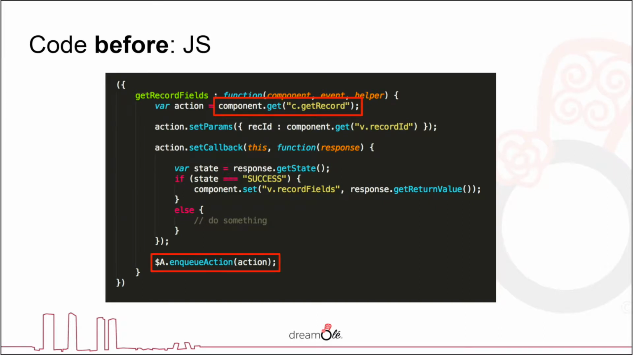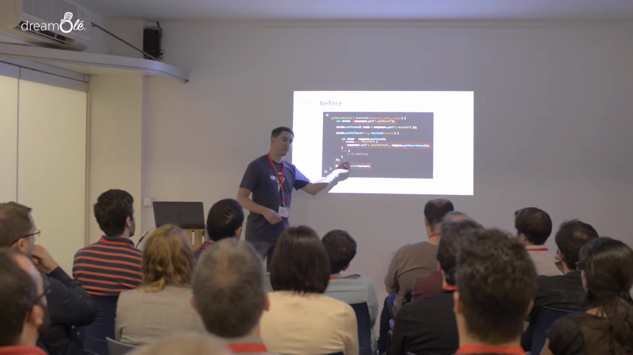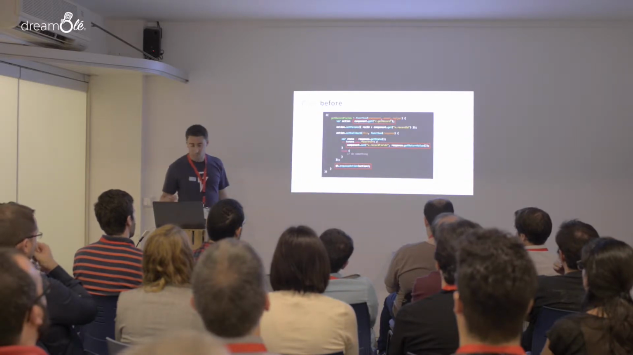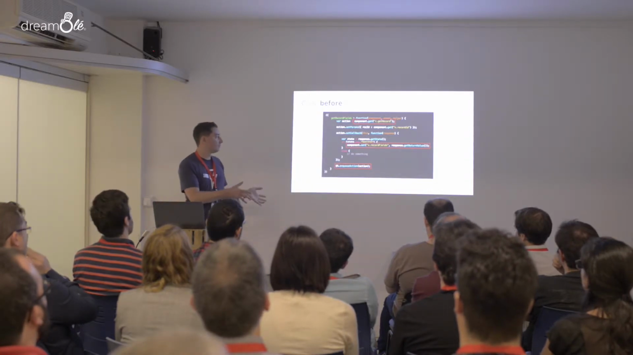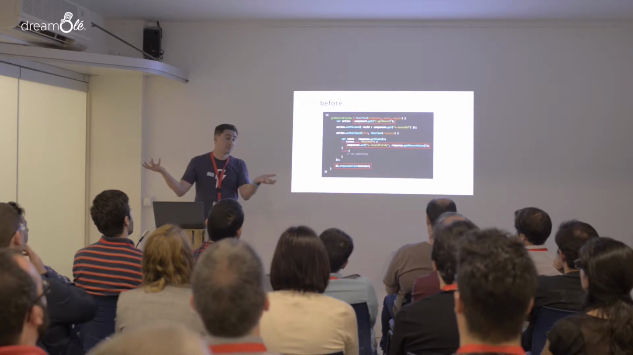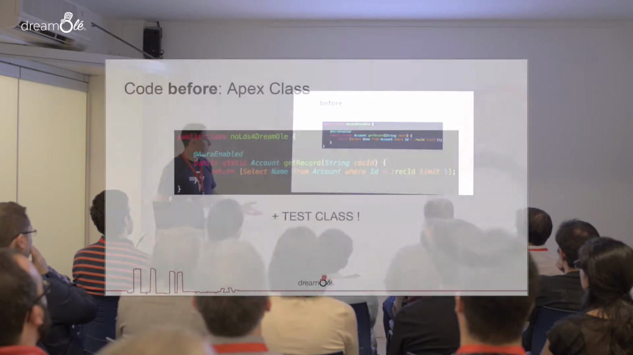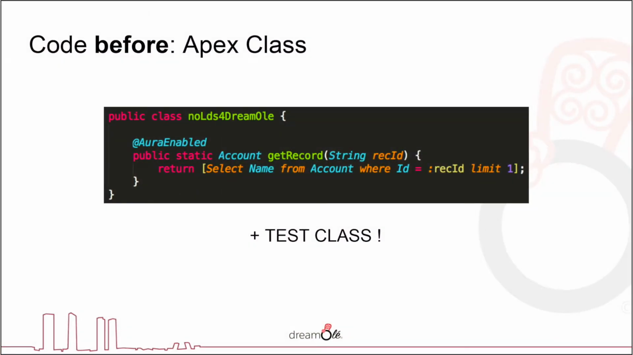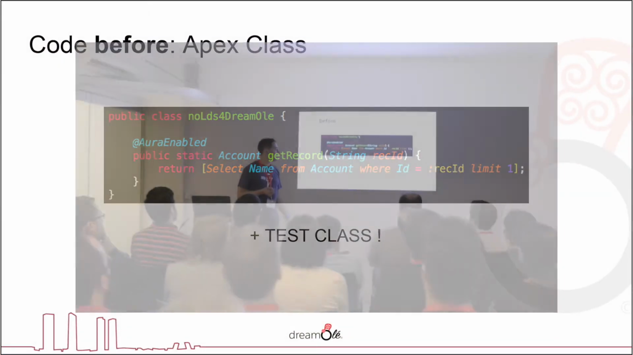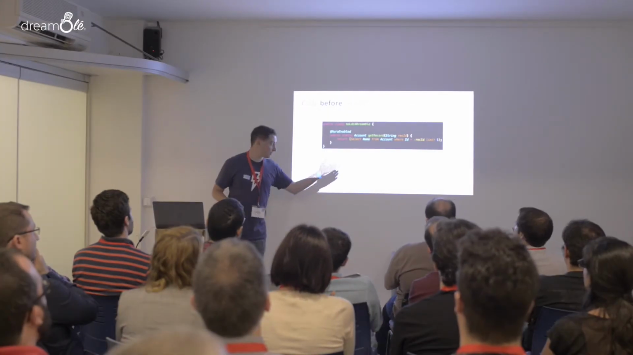Then you need to say to the framework, just call the server, and when it's done, you have the callback, I get the value, I put it inside my attribute. So this code is just JavaScript to say, call the server, get me the name, for instance. And in the Apex class, it's just a method which returns whatever you want. So here it's the name. Plus the test class.